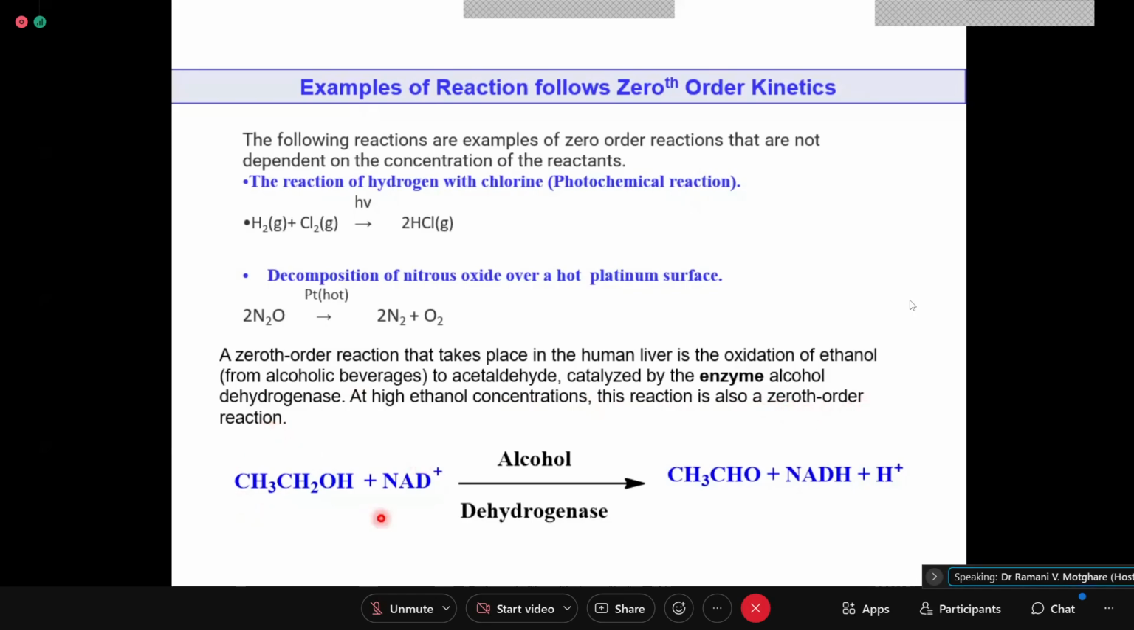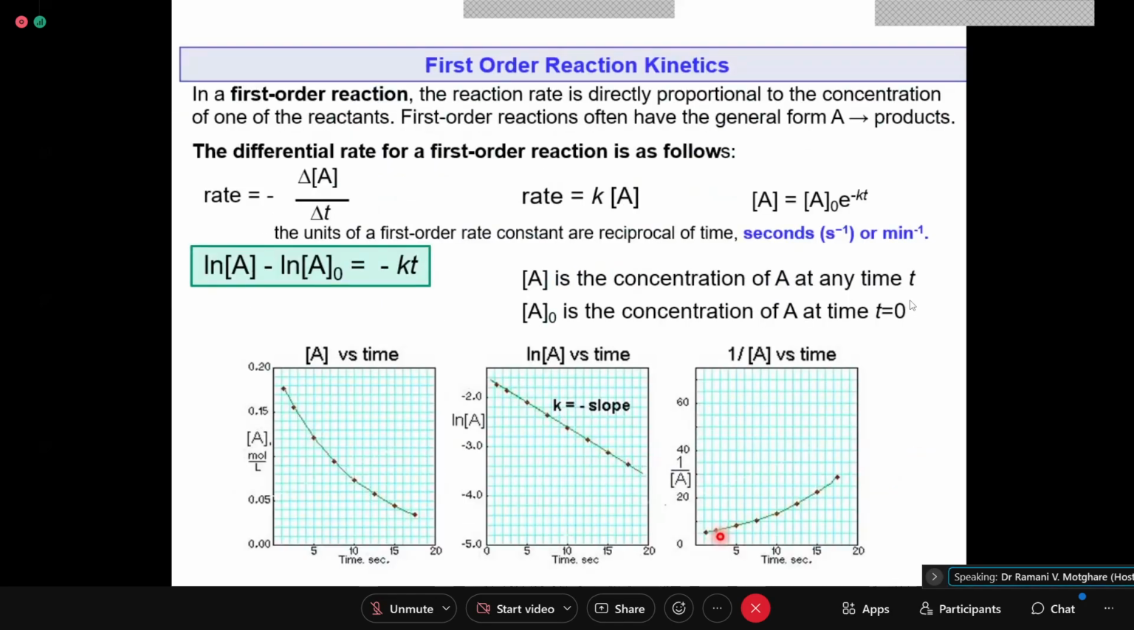So ethanol plus NAD plus, in presence of the enzyme alcohol dehydrogenase, will be converted into CH3CHO. Okay, so that is acetaldehyde, or an aldehyde, plus NADH plus H plus. Okay, so this is the reaction for that.